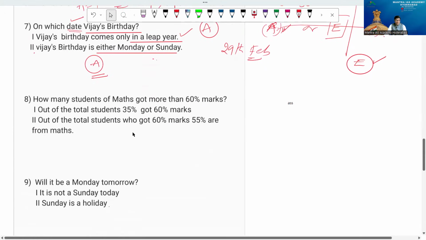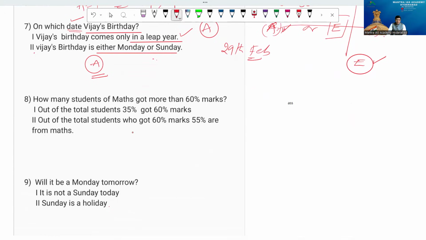Now question number 8. How many students of maths got more than 60% marks? Out of the total students, 35% got 60% marks. What's the total strength? I don't know. Out of the total students who got 60% marks, 55 are from maths. Is it possible to say? Definitely individually not possible, because I have to know the total strength to say how many students there are. Data is not clear. So the option is D in this case also.